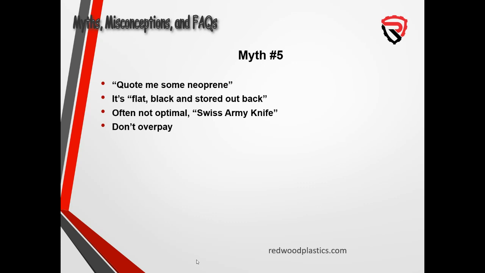Neoprene is kind of like a Swiss Army knife. It's good at many things, but it doesn't excel at everything, and it does have some drawbacks, some severe drawbacks that may even lead to application failure, depending on what you're trying to use it in. So similar to myth number four, if you have a rubber application, I'd much rather just know what you're doing with the application, and I'll help you find the right grade of rubber for it, because often it's actually not going to be neoprene, believe it or not.